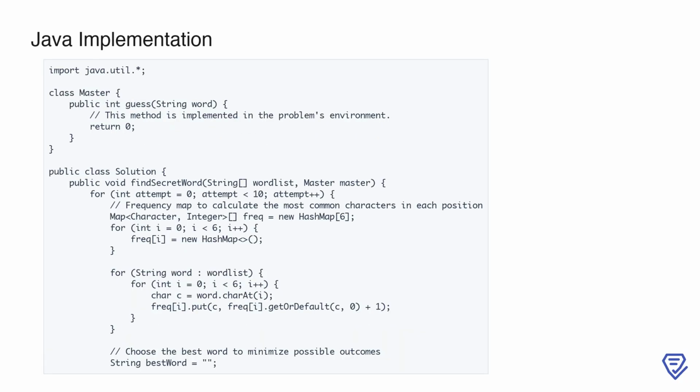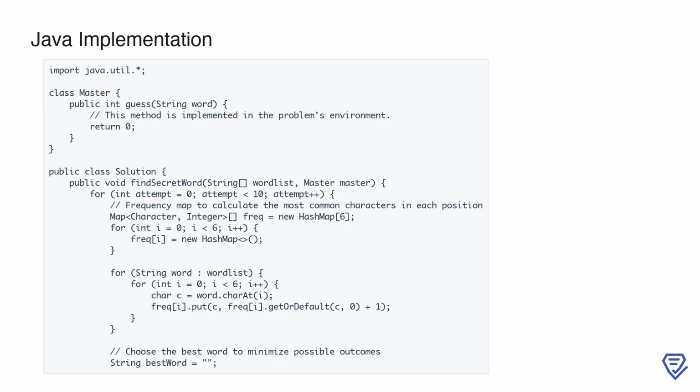To solve the problem, we start by creating a class called master with a method named guess. This method is provided in the problem's environment and is used to compare our guessed word against the secret word, returning the number of matching characters. Next, in the solution class, we define the find secret word method, which is responsible for identifying the secret word. The method begins by running a loop for up to 10 attempts, as the problem allows a maximum of 10 guesses. Inside the loop, we construct a frequency map to determine the most common characters at each position across all words in the current word list.